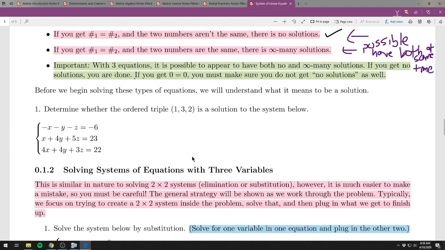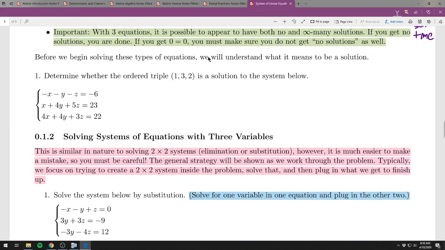So before we begin this, I just want to hit on a refresher. What does it mean for something to be a solution of a system of equations? Well, it means that if you plug the numbers into all your equations, they all work.